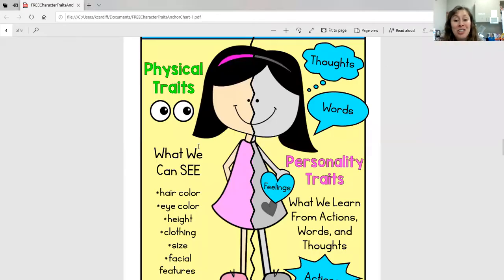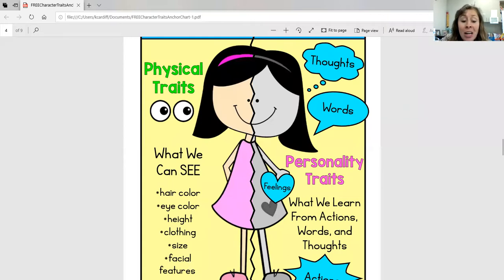So the physical traits, I even made the physical traits right here, is what we can see, okay? I can see her hair color, like I was saying earlier, her eye color, her height, is she tall, is she short, okay? Her clothing, okay? Her size, okay? Her facial expressions, is she smiling or is she sad?